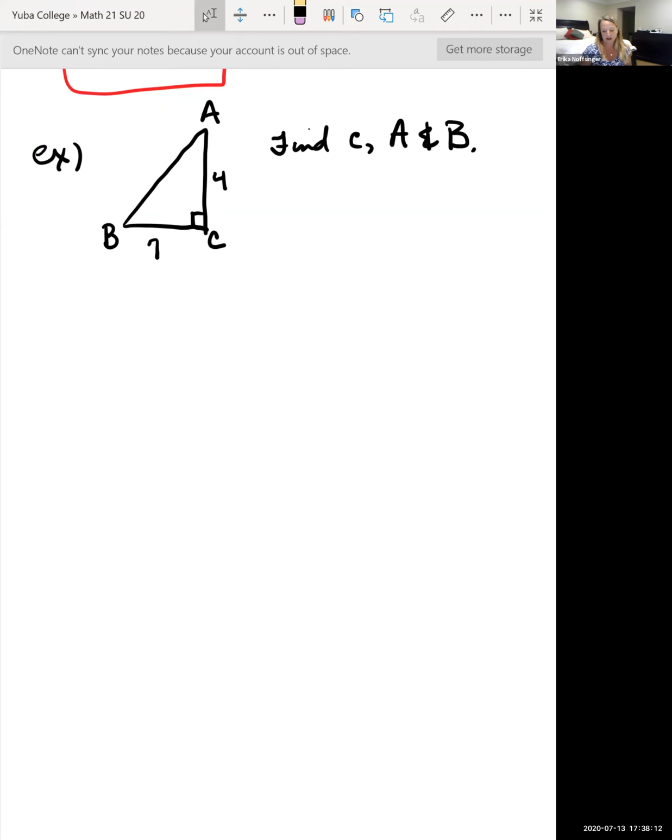It doesn't matter where you start. Let's start with C first, just because that's something we've been doing. So with the Pythagorean theorem, we know that C is going to equal the square root of 7 squared plus 4 squared. So 49 plus 16. So C is equal to the square root of 65.